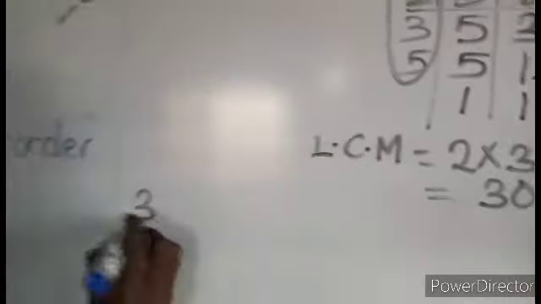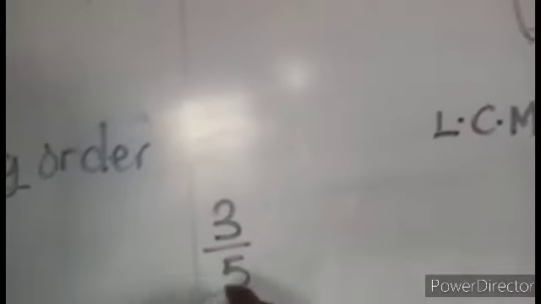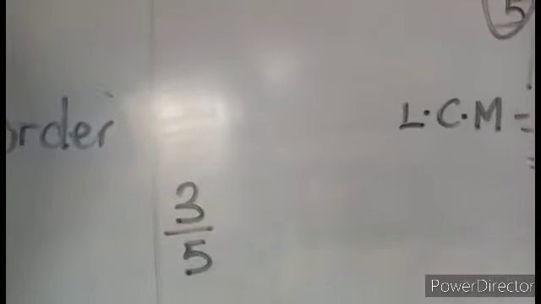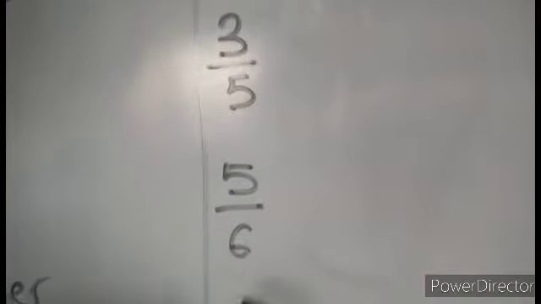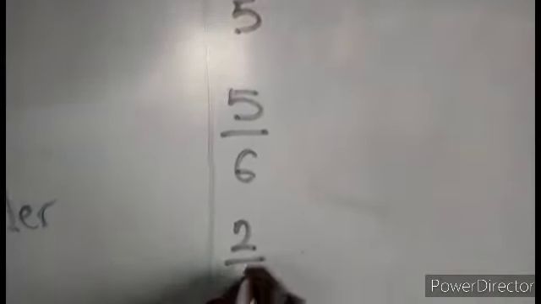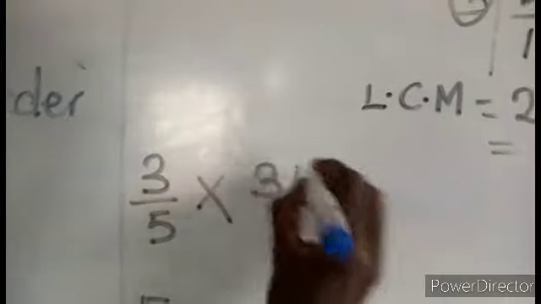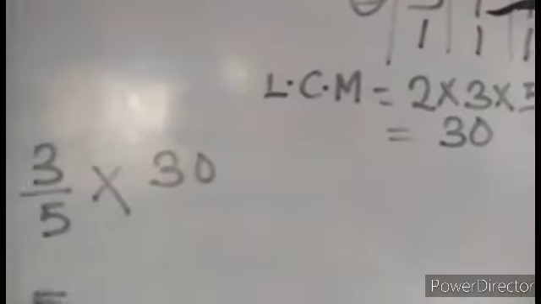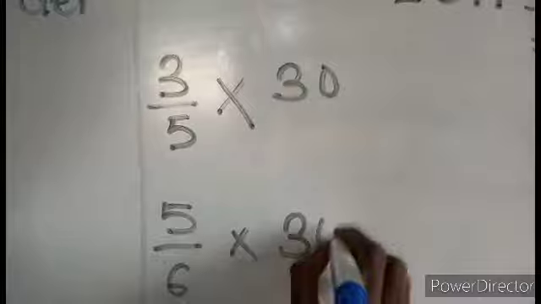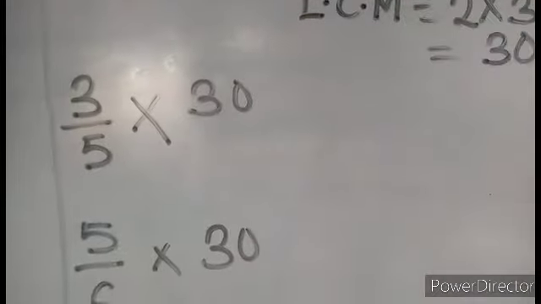Write out the fractions. 3 over 5, 5 over 6, 2 over 3. Now multiply each fraction with the LCM, which is 30.